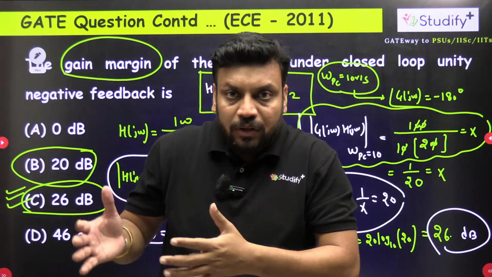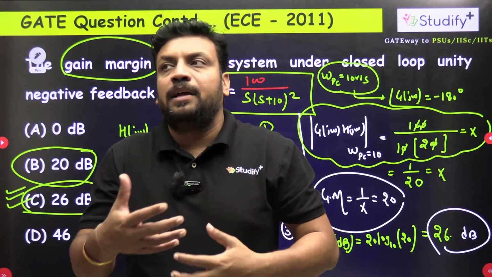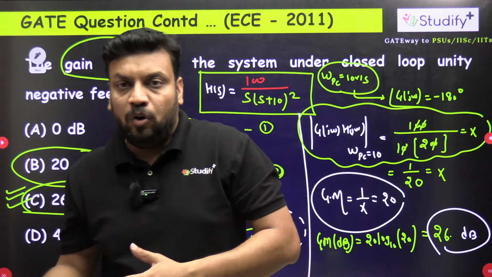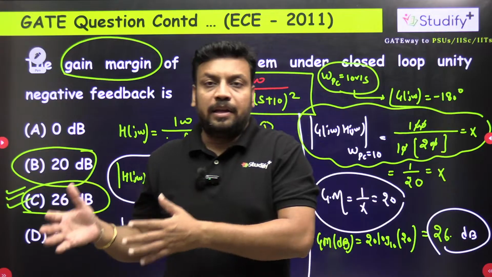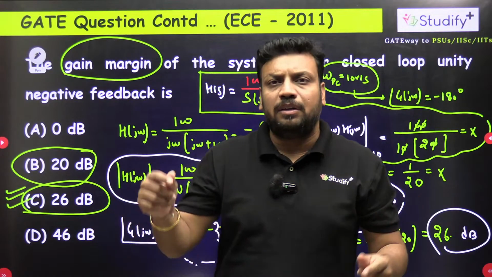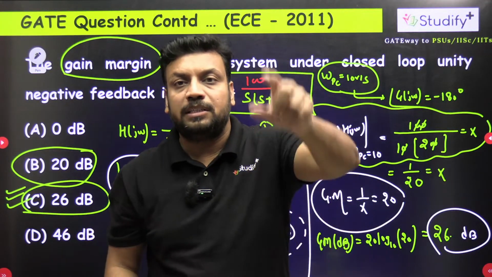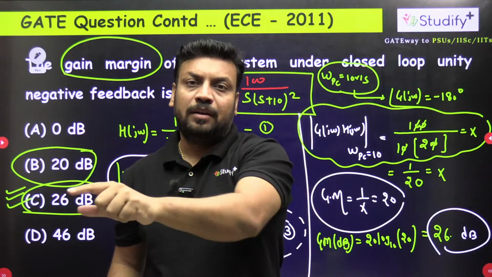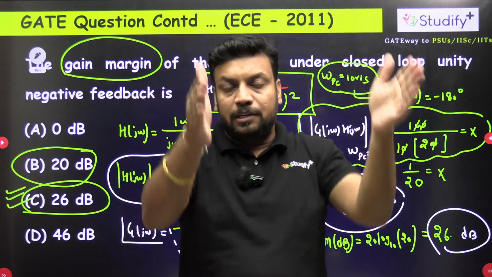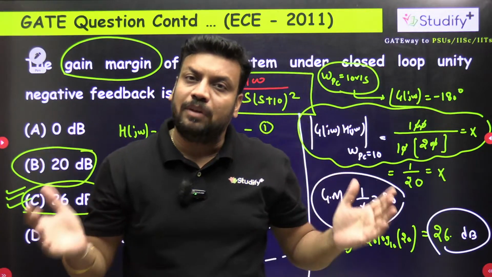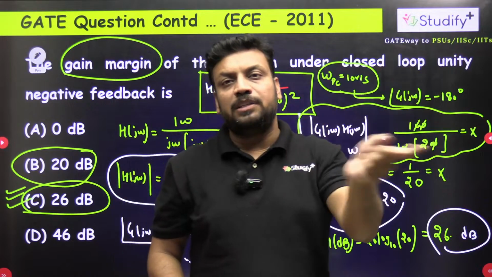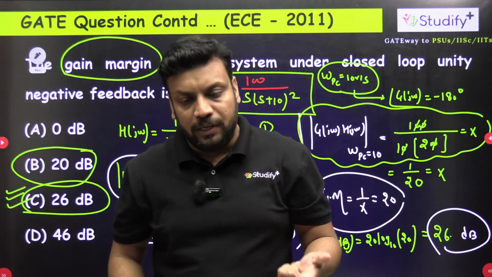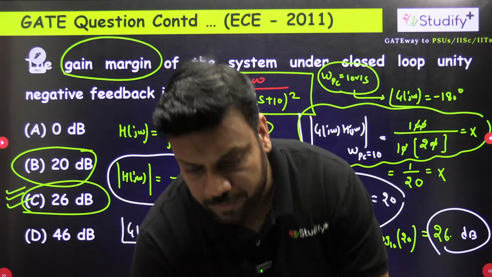Why are we solving GMPM based problems first? So that you will be comfortable as far as the basic definitions are concerned. What is omega GC? What is omega PC? What is gain margin? What is phase margin? So let's have a quick revision. At omega GC, the magnitude of G(jω)H(jω) equals 1. At omega PC, the angle of G(jω)H(jω) is minus 180. Magnitude at omega PC gives you X, and gain margin is 1 by X. Angle of G(jω)H(jω) at omega GC gives you phi, and phase margin is 180 plus phi. Are you getting my point, guys?